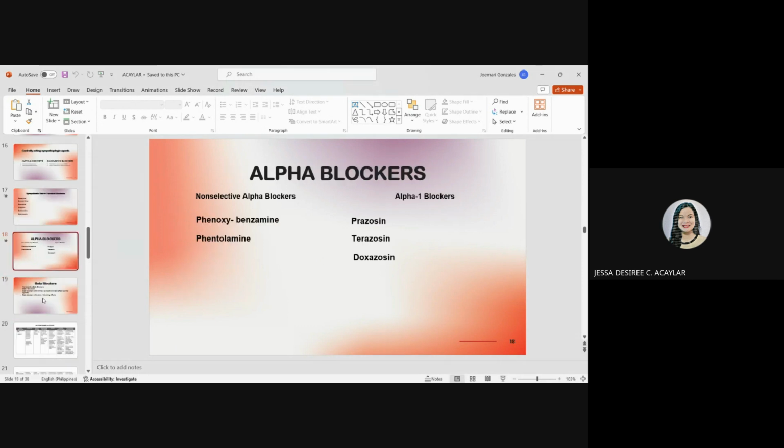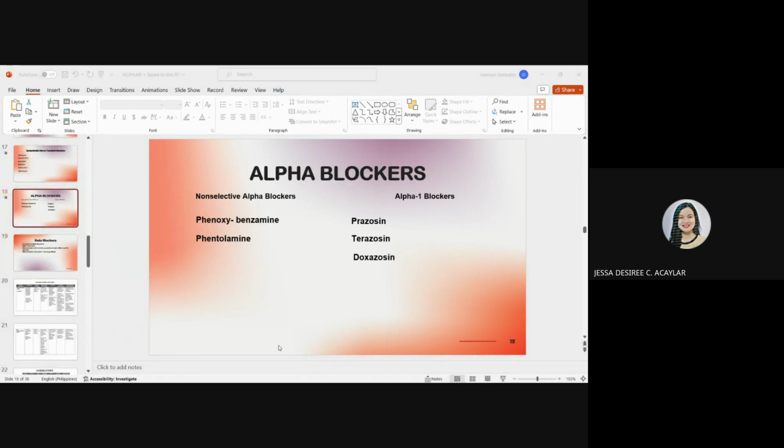Next are the alpha blockers. Yung alpha blockers, meron po siyang non-selective and alpha 1 blockers. Yung mga non-selective na alpha blockers, ito po sila si phenoxybenzamine at saka si phentolamine. Yung site of action po ng alpha blockers, alpha 1 and alpha 2. Mechanism of action, non-selective blockade of alpha 1 and alpha 2 receptors. Effects, it lowers the BP through blockade of alpha-mediated vasoconstriction, increased heart rate due to the baroreflex activation.